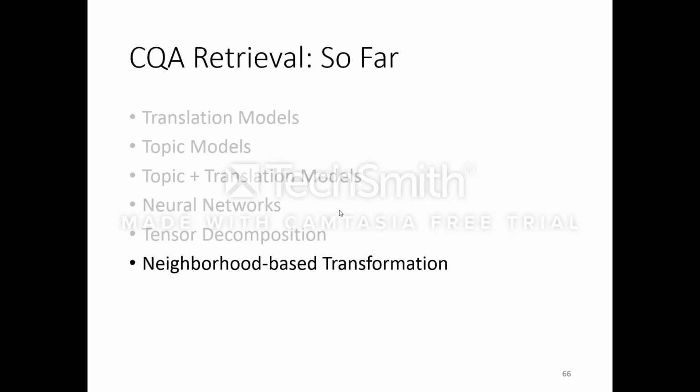So let's move on. Right, and now what we are left with is the neighborhood-based transformation school of methods for CQA retrieval. Let's look at the neighborhood-based transformation approaches. But before that, once again, as we did in the earlier case, we will provide some introduction to some classical work in neighborhood-based transformation, which is this work called Manifold Learning and Local Linear Embedding due to Roweis and Saul from Science 2000.